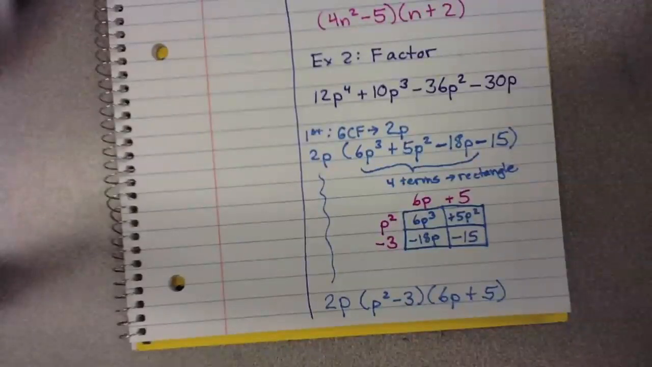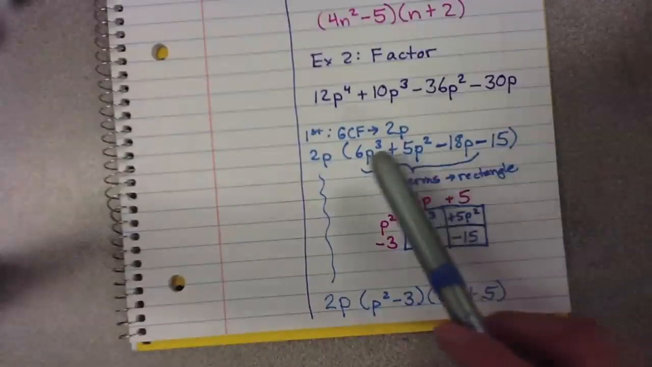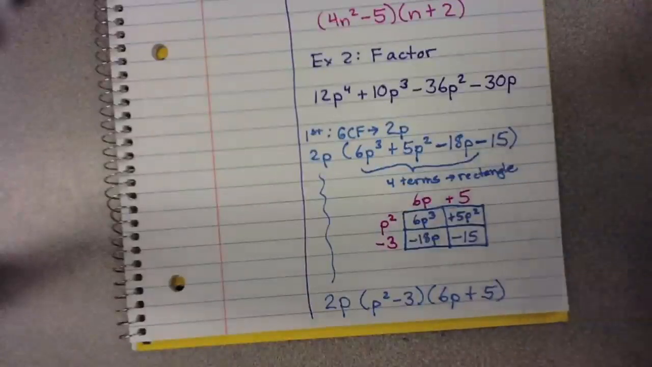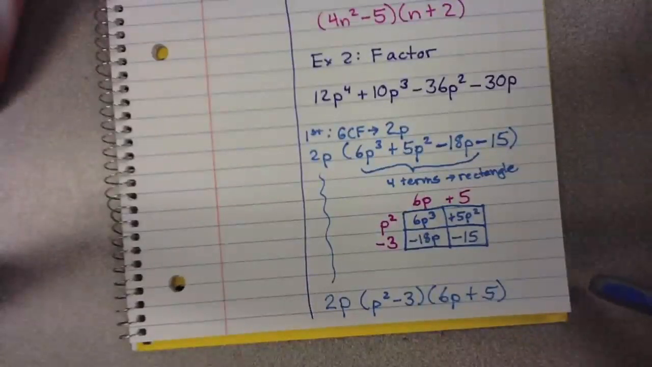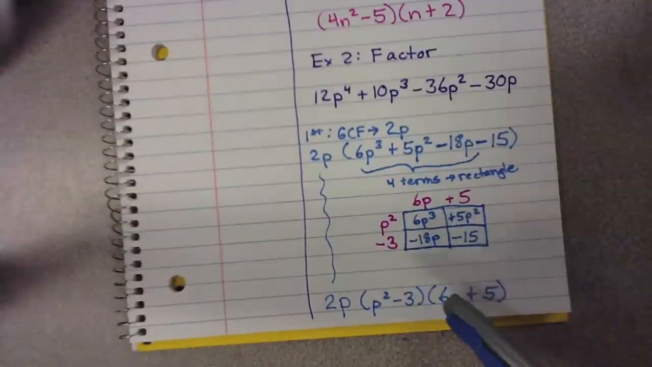With 3 terms, you're going to do something different, which we'll learn tomorrow. But every time you see 4 terms, you want to go straight to greatest common factor, if there is one, then rectangle. Okay? How do you check your answer if it's already simplified there?